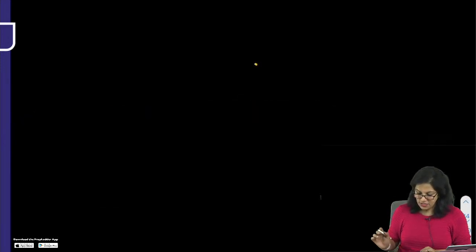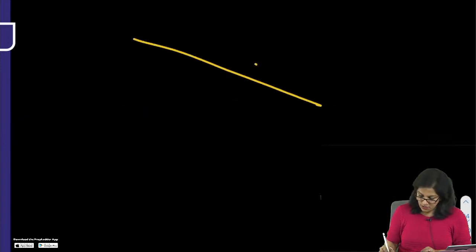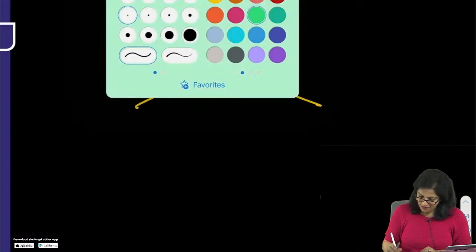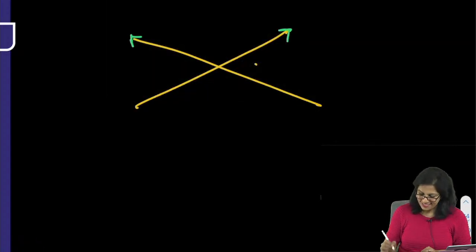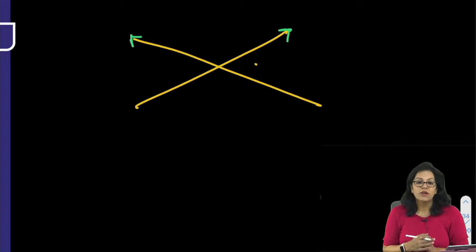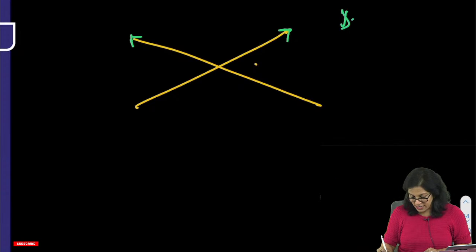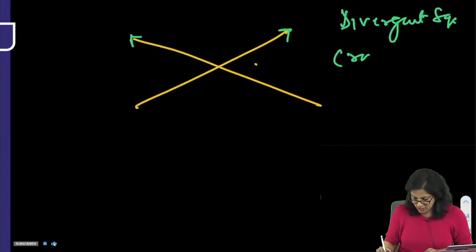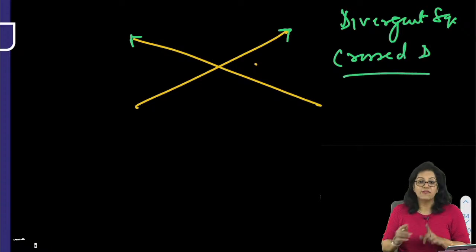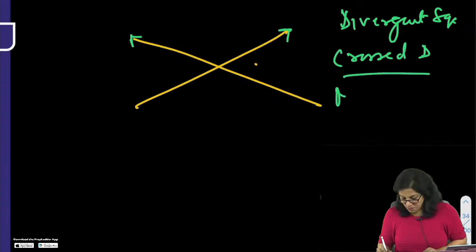What do you get in which? Very simple. Make a cross and after the cross make an arrow. What do you see? When you have crossed it, the arrow is showing divergence. So, in divergent squint, you are going to get a crossed diplopia. When I say divergent squint, we are talking about medial rectus palsy, third nerve palsy.